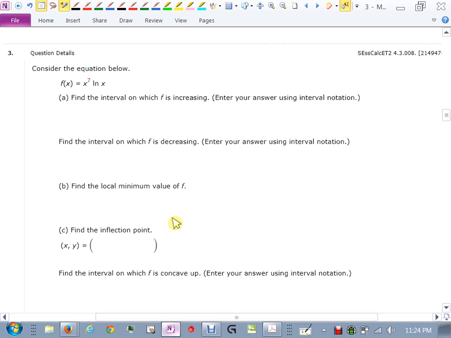Okay, trying to figure out where this function is increasing, decreasing, where its local min is, where its inflection point is, where it's concave up, where it's concave down. So we've got to go through all the work for this one. So f of x is x to the 7th natural log x. I'm also going to point out here that the domain of this, because we have a natural log function in there, has to be from 0 to infinity. So we can't plug in 0, we can't plug in negative numbers into this. Just keep that in mind.